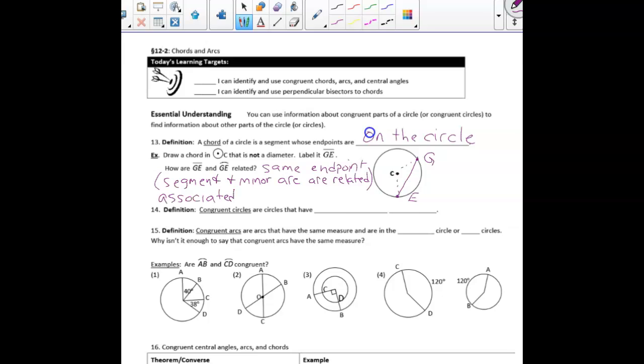Notice that I drew the radii, and this central angle C would be the arc formed by chord GE. So they're associated with the same central angle. Okay, so what that means is if this central angle is 35 degrees, the arc formed by GE is also 35 degrees.